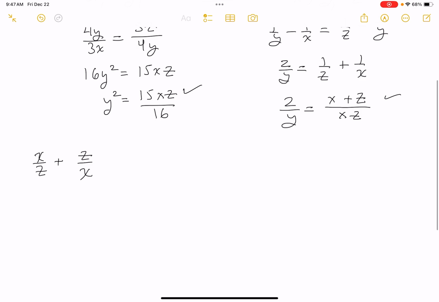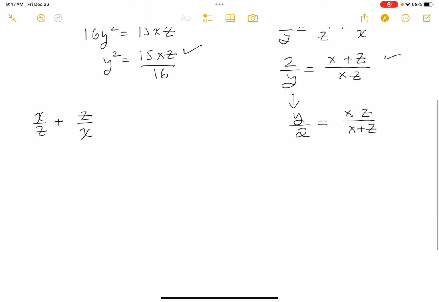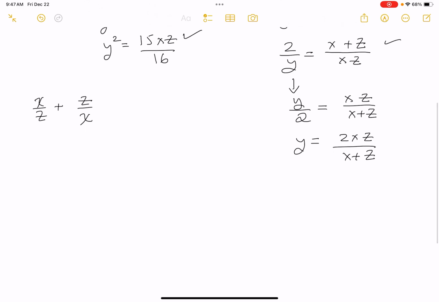And the first thing I'm going to do is I'm going to try to get a y squared out of this guy over here. So I'm going to put this as y over 2 is equal to xz over x plus z. All right? And then I'm going to write down y is equal to 2xz over x plus z. All right? And I'm going to square both sides of that now. What do you get? You get y squared equals, oops, not 2. I'm squaring, right?